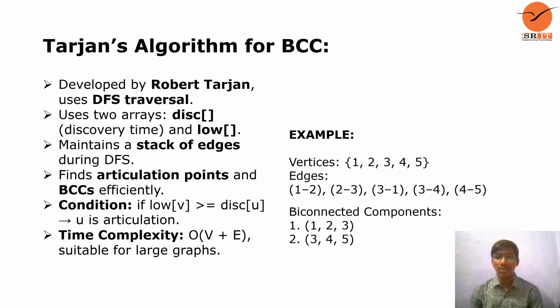Example: vertices 1, 2, 3, 4, 5. Edges are 1-2, 1-3, 2-3, 3-4, 3-5 and 4-5. Biconnected components are 1, 2, 3 and the second one is 3, 4, 5.